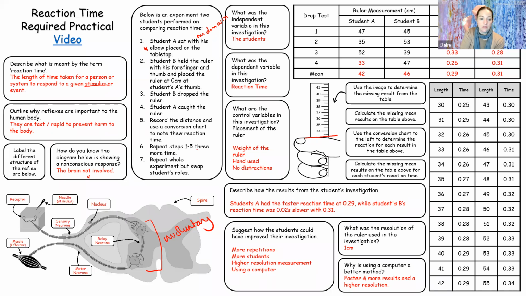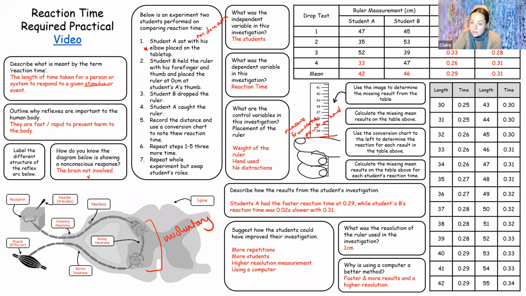Okay, and then obviously repeat those steps 3 or more times to get an average, and then you swap roles basically. Okay, so that is the basic method, but there are a few extra bits as well that you must also remember. So this was measure from the same point on the hand, or finger or thumb, whatever it is, just make sure it is consistent.